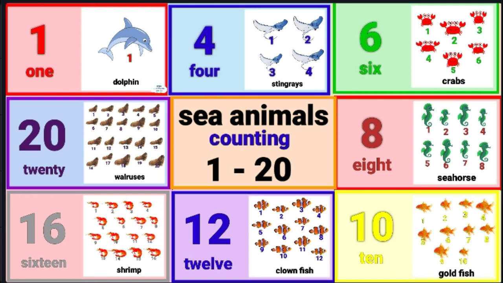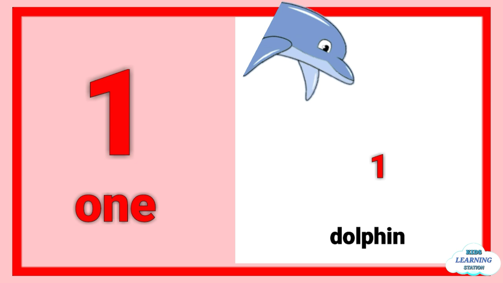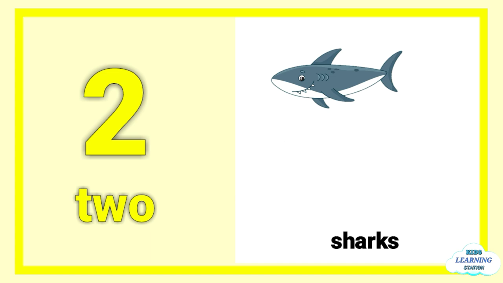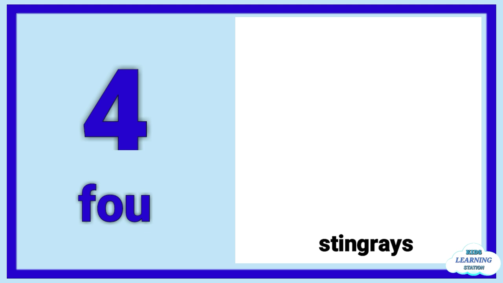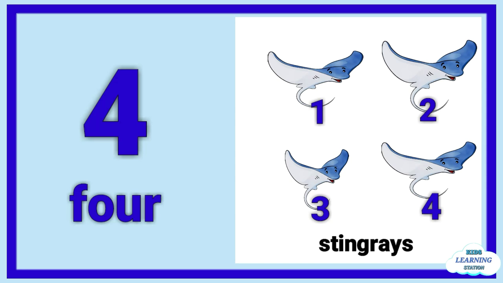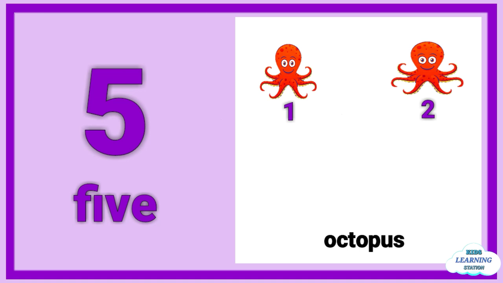Counting 1 to 20 sea animals. 1. 1 dolphin. 2. 1, 2 sharks. 3. 1, 2, 3 whales. 4. 1, 2, 3, 4 stingrays. 5. 1, 2, 3, 4, 5 octopus.